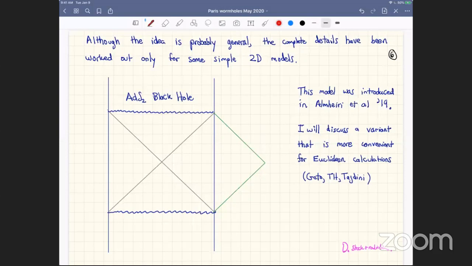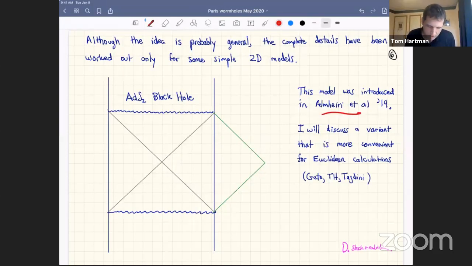Okay, so the model was introduced in this paper here. It has an AdS2 black hole. In the AdS2 region, you have JT gravity coupled to a large N matter sector, which is conformal.